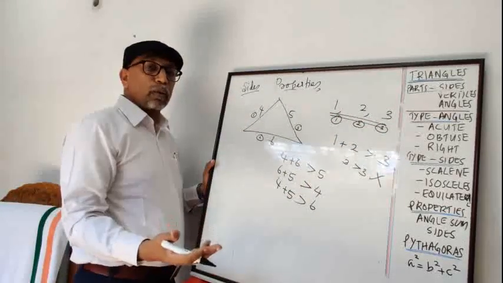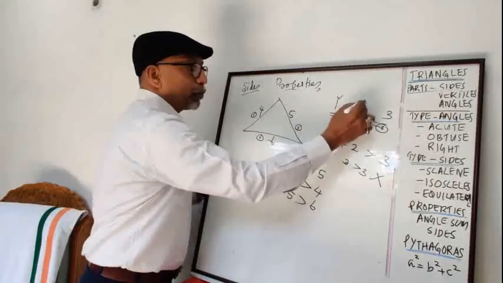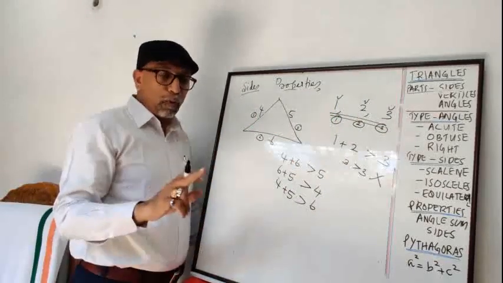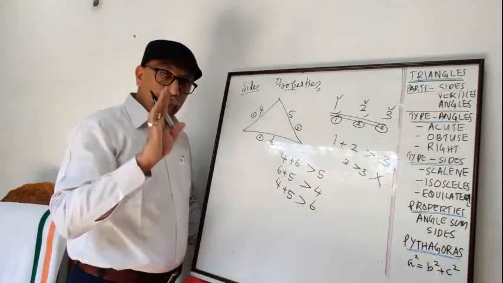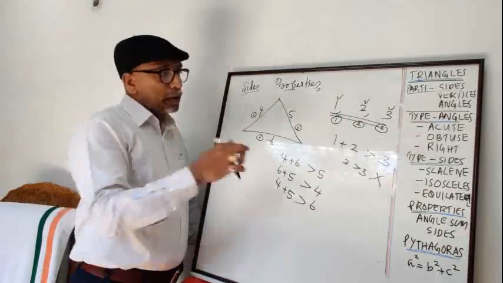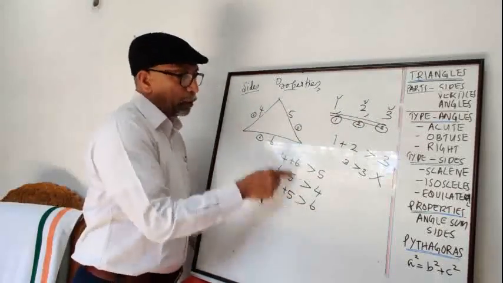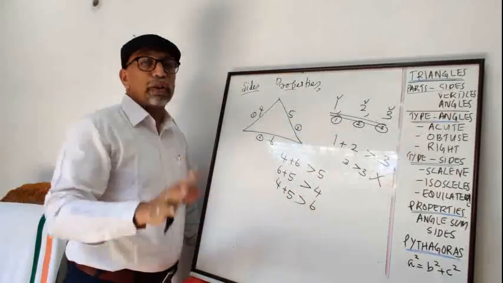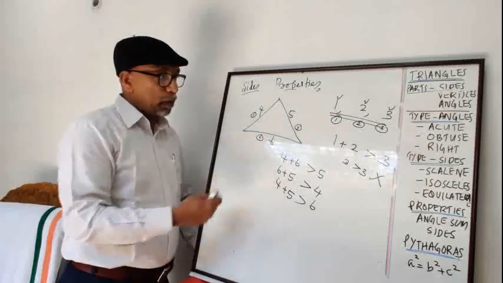So what is the conclusion? 1, 2 and 3 are not the sides of a triangle. With 1, 2 and 3 we cannot construct a triangle. So the sum of any two sides should be greater than the third side. If it comes the other way around, you cannot construct a triangle. So this is a very important property.